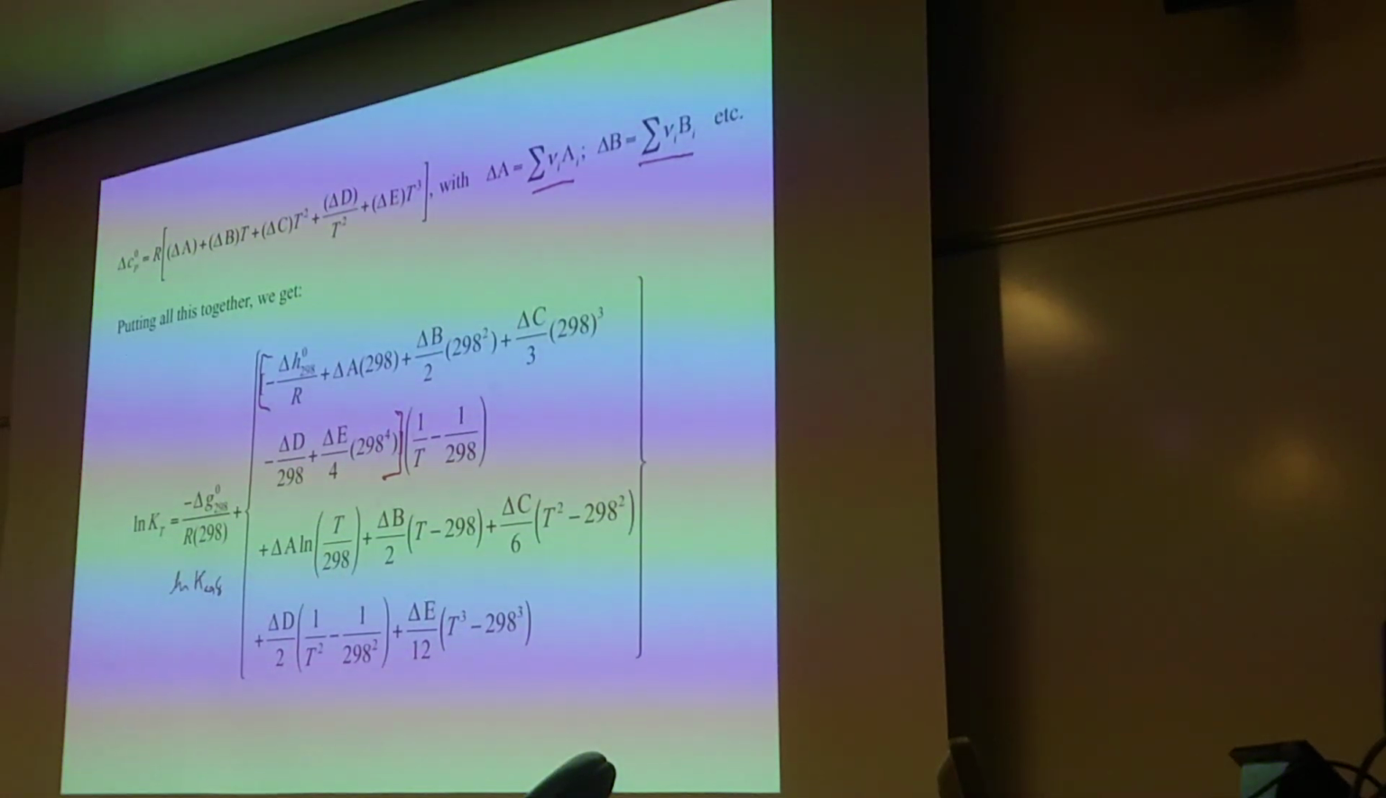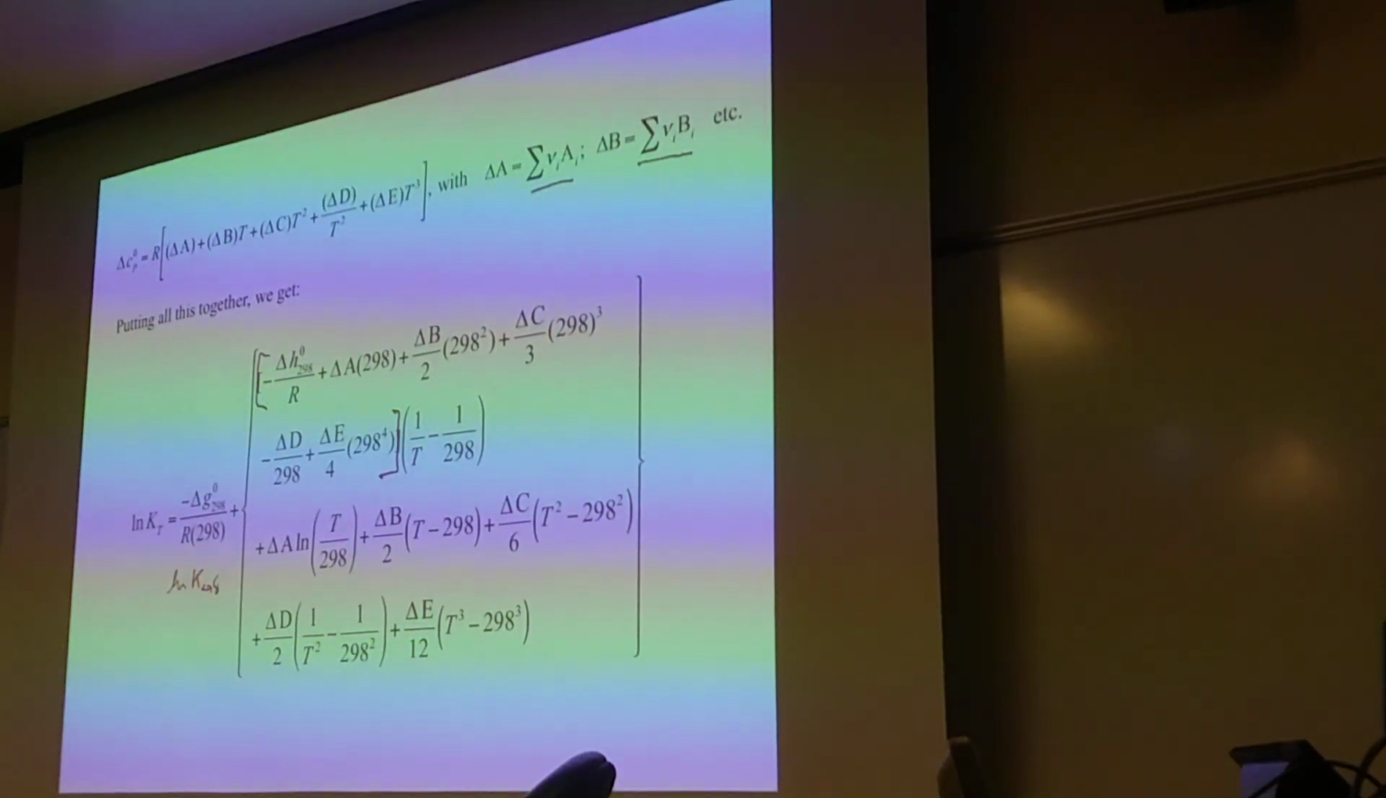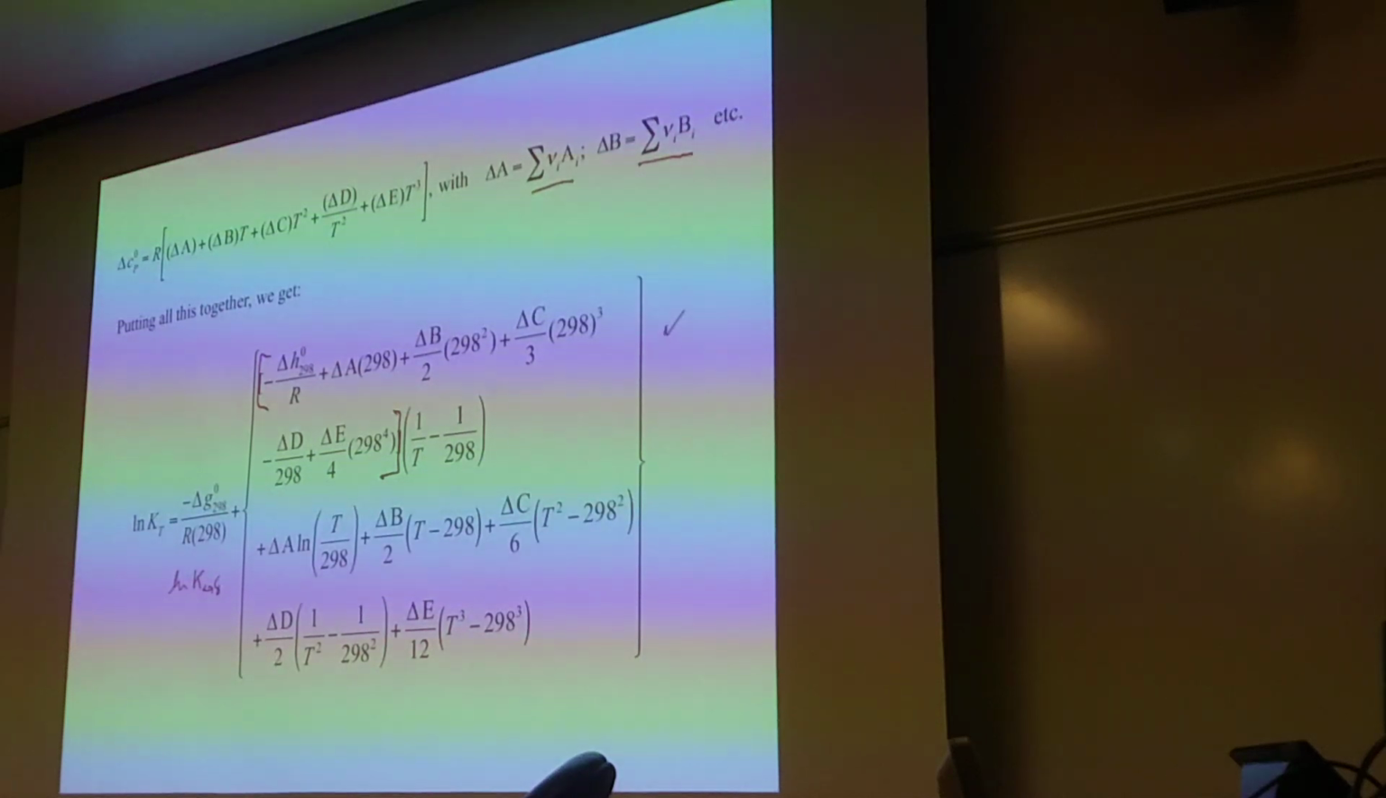But we should be able to, for any case that we might encounter, now get log of k at T in terms of this log of k at 298 plus this whole expression.